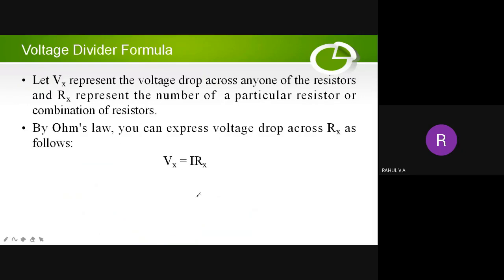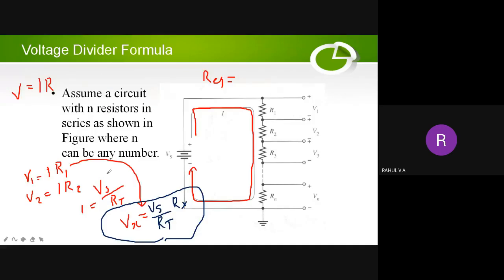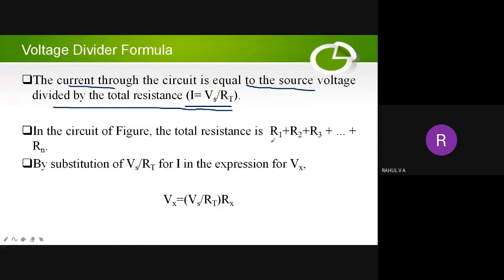We will just check that what we got is correct. As per Ohm's law, V is equal to I into R. The total current is Vs divided by RT, that we have done. The current through the circuit is equal to the source voltage divided by the total resistance. Now in the circuit, total resistance is R1 plus R2 up to Rn. So I can write the final equation: Vx is equal to Vs divided by RT into Rx. So that is the final value.